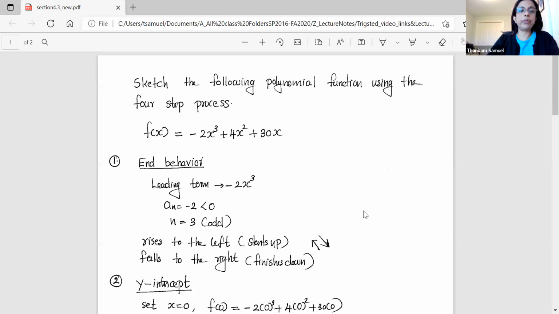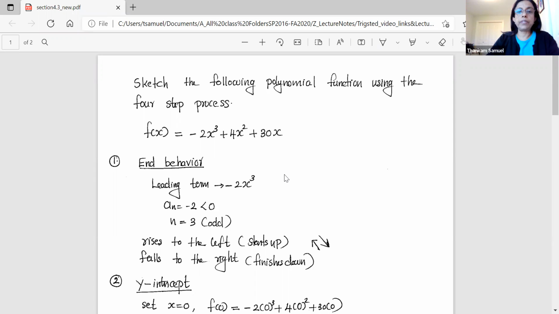Hello, today we are going to talk about graphing polynomial functions using the four-step process. Let's look at an example. Sketch the following polynomial function using the four-step process. The function is f of x equals minus 2x cubed plus 4x squared plus 30x.